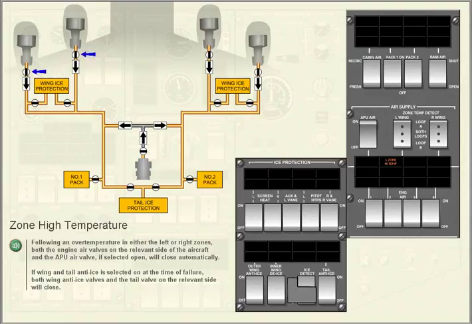Zone high temperature. Following an over-temperature in either the left or right zones, both the engine air valves on the relevant side of the aircraft and the APU air valve, if selected open, will close automatically. If wing and tail anti-ice is selected on at the time of failure, both wing anti-ice valves and the tail valve on the relevant side will close.